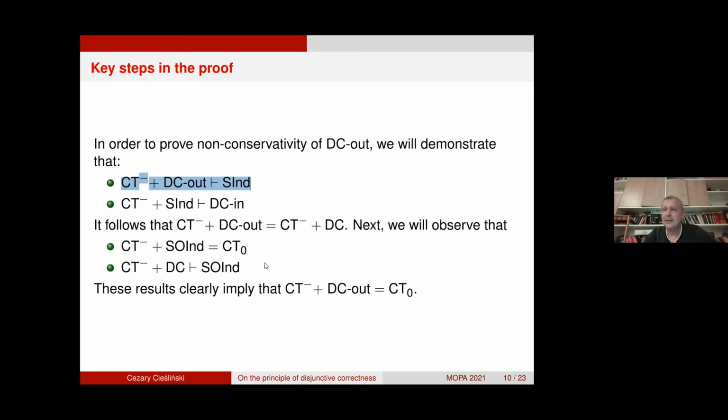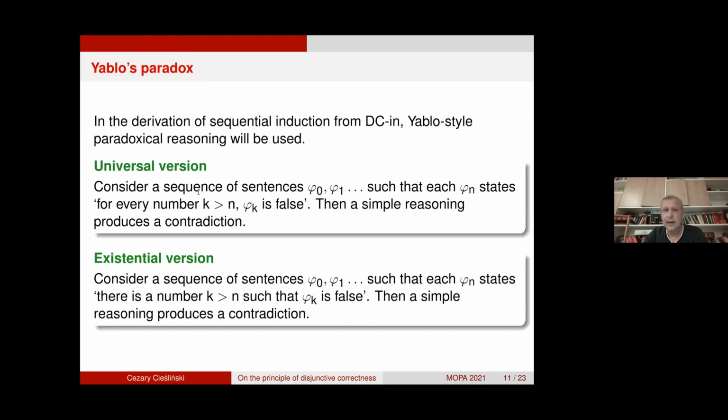To prove this, there will be some, let's say, trick. All the other parts are rather straightforward. They involve no tricks. Well, in some cases, there are corollaries to what is in the literature. So step by step, I will be moving towards sequential induction from this out. And this part is really based on Yablo's paradox. Yablo's paradox, just very quickly, a reminder.